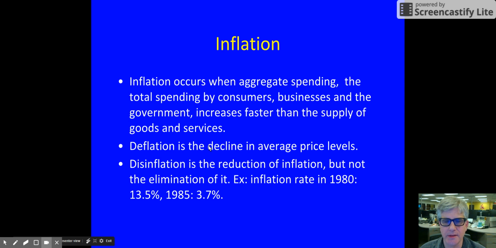Deflation does occur, and it's the decline in the average price levels. It happened in the 90s and it happened in the Great Depression. Disinflation is the reduction of inflation, but not the elimination of it. For example, in 1980, the inflation rate was 13.5%. In 1985, a mere 5 years later, it was 3.7%. It wasn't eliminated, but it was reduced a great deal.